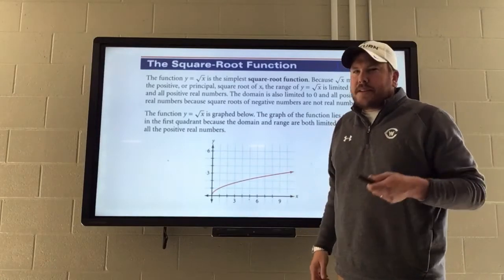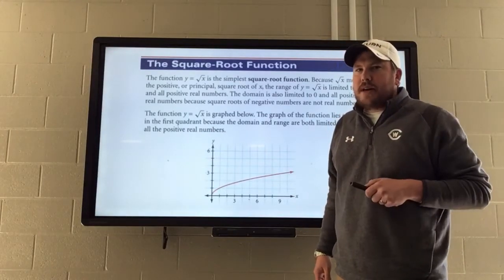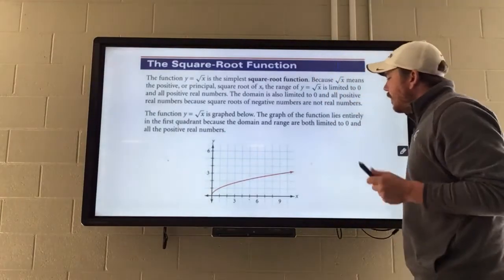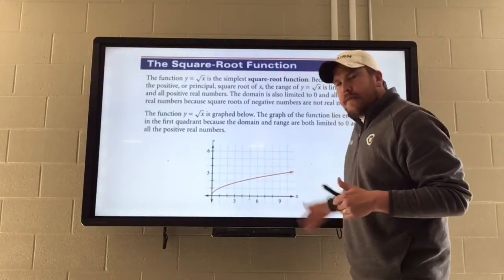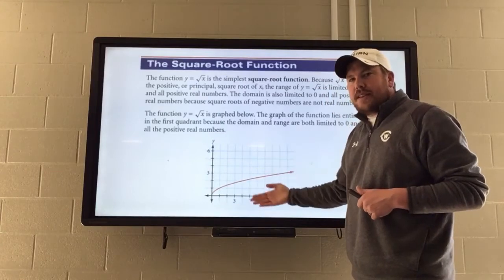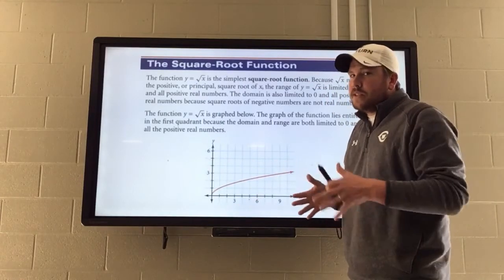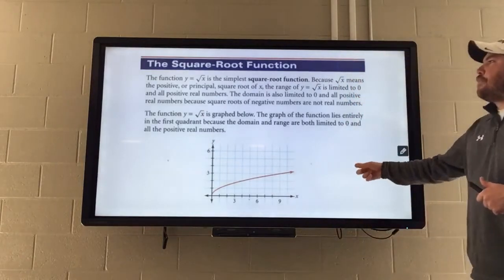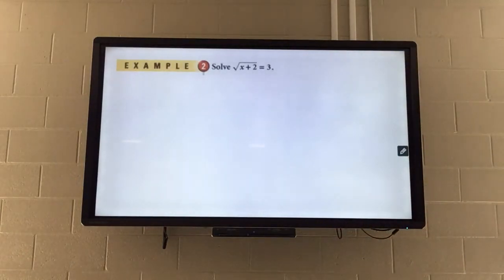All right? When we take the square root of a negative number, we get into imaginary numbers, which you'll be dealing with later in your high school career. But for now, just know that this is what the square root function looks like. It's all contained within the first quadrant, unless we start moving it around. But the parent function is in the first quadrant. Now, how to solve some equations that have this radical in it.